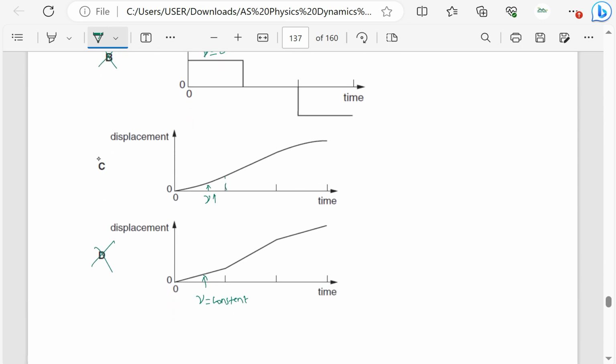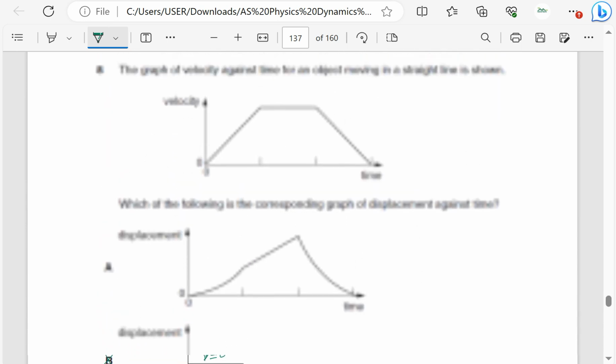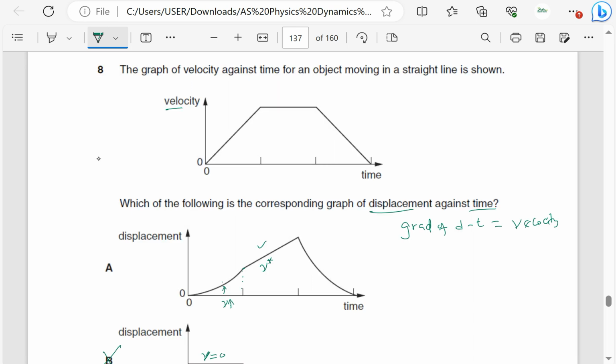C is again a straight line up to here. You can see it is a straight line, which also shows velocity is constant. So it means that one cannot be used. Then let's see the last part. For the velocity time graph, the last part is showing that the velocity is decreasing, but it is decreasing uniformly. So it should be a smooth curve.